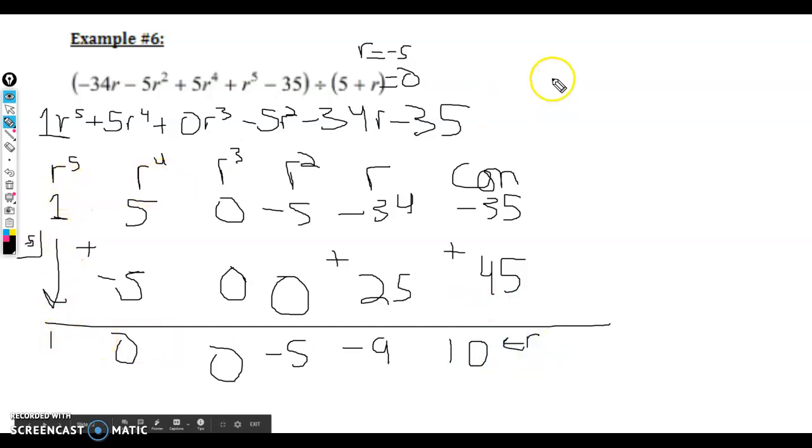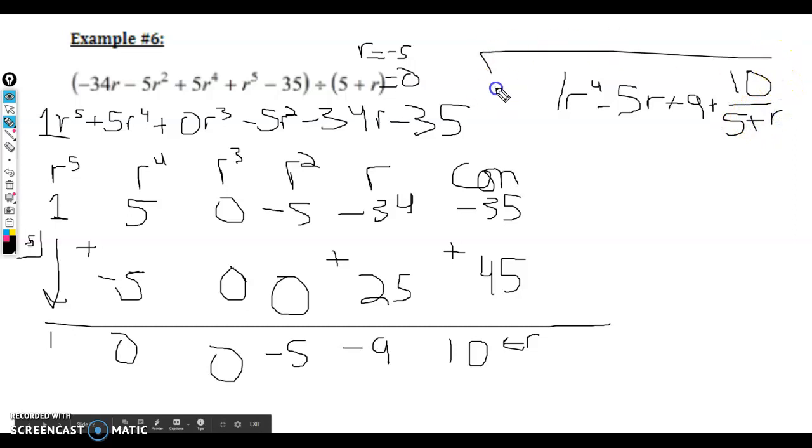So this 1 gets an r to the 4th. This negative 5 gets an r. This 9 is a constant. And this 10 gets divided by our divisor, what we divided by.